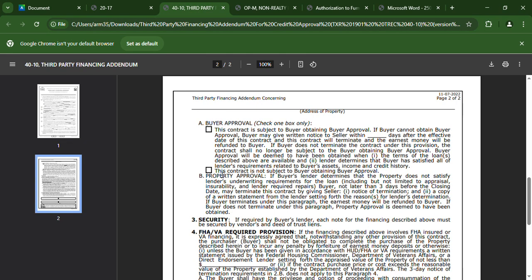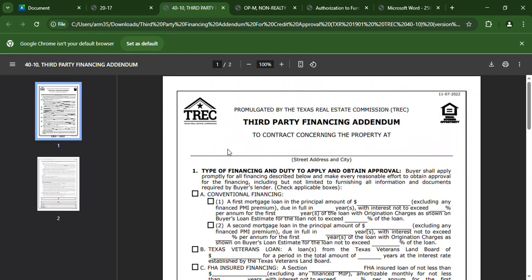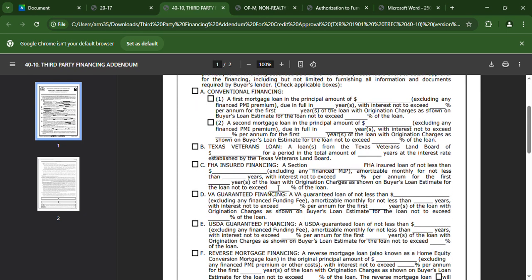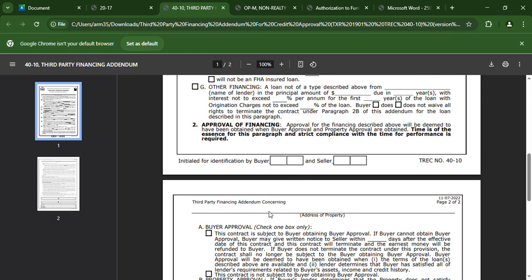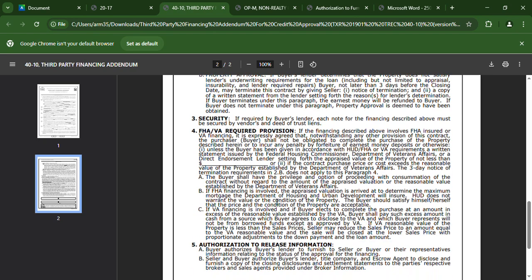Third-party financing: this is basically saying whether or not you get buyer approval from the lender, and if you don't, whether the contract will stay or not. This is the different types. Oh, I started from the wrong spot. Sorry. This third-party financing addendum, the street address, type of financing. This is VA guaranteed financing, so I'd put the amounts and the percent, how long the term is, initials here, address again here, and what I was saying earlier about the buyer approval, and the option: if it gets approved, you can take it, if not, that's that.